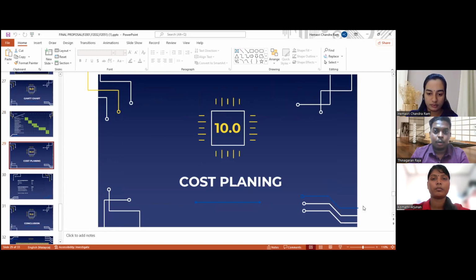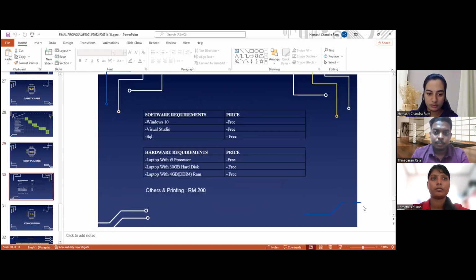After that, I will explain the cost planning of this project. We won't spend a lot of money on cost planning because the hardware and software requirements that we will use are all free. For example, Windows 10, Visual Studio, SQL, a laptop with an i5 processor, a 30 GB hard drive, 4 GB DDR4 RAM, and more. We can fulfill all of these requirements in the computer lab at our polytechnic, so we will be saving our money on this. However, we will use our money for things like printing, gathering, transportation, and team discussion.